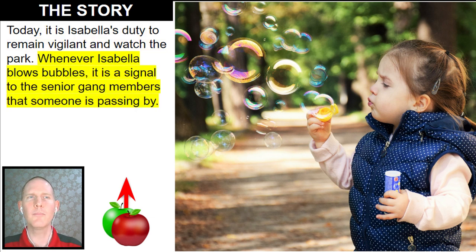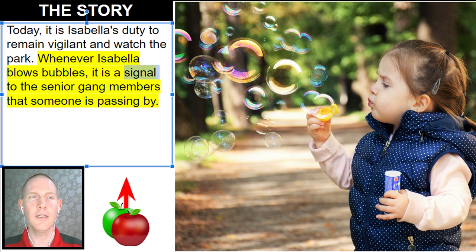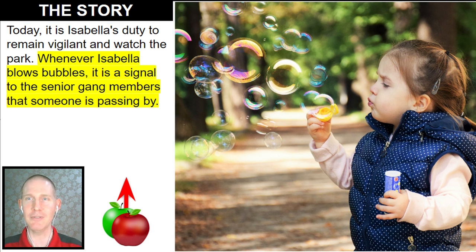Whenever Isabella blows bubbles, it is a signal to the senior gang members that someone is passing by. So a signal is maybe like a traffic signal. It tells you to stop or to go. It sends you information. So when she blows her bubbles, it's a signal. She's sending information to the other gang members.